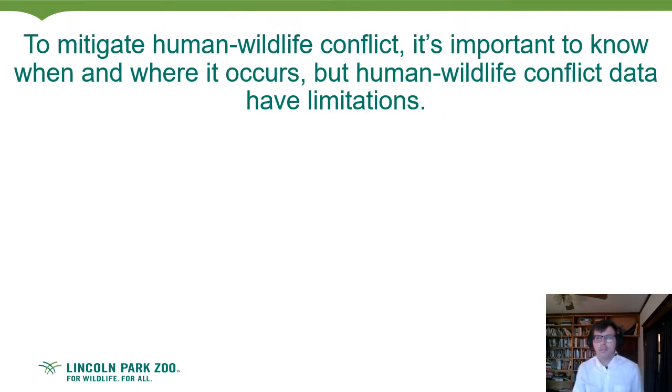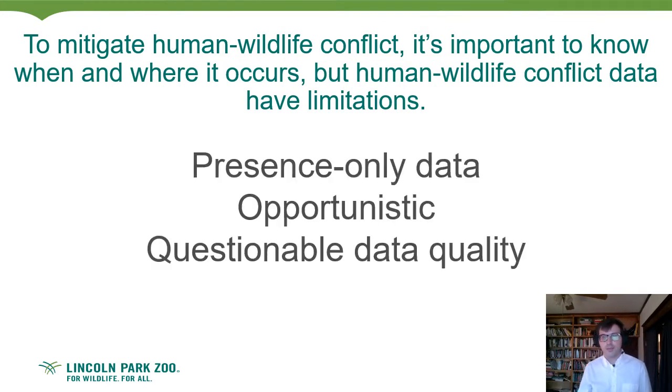Yet, to mitigate human-wildlife conflict, it's kind of important to know where and when human-wildlife conflict actually occurs. However, the data that we have in hand to actually try to parse out what we know about human-wildlife conflict does have its own set of limitations. For example, human-wildlife conflict data is often just presence only. We only know where conflict occurs. It's also often opportunistic, and because of that, there tends to be varying levels of data quality present within these data.